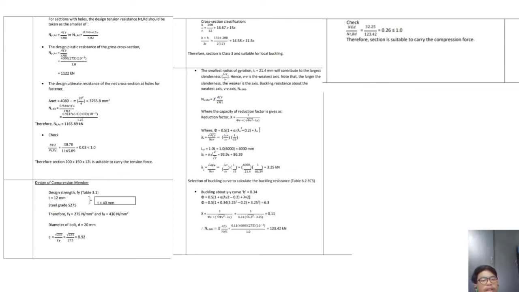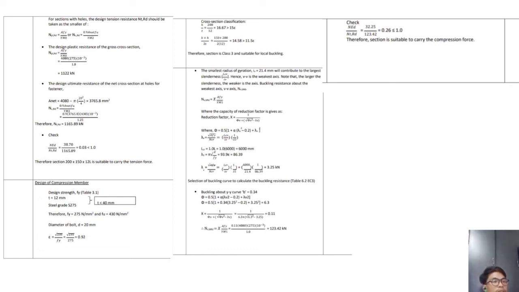For design of the compression member, design strength epsilon equals 0.682. For the cross section classification, h over t, so 200 over 12 equals 16.67, which is bigger than 15 epsilon. For b plus h over 2t, so 150 plus 200 over 2 times 12, we get 14.58, which is bigger than 11.58. Therefore, the section is class 3 and suitable for local buckling.